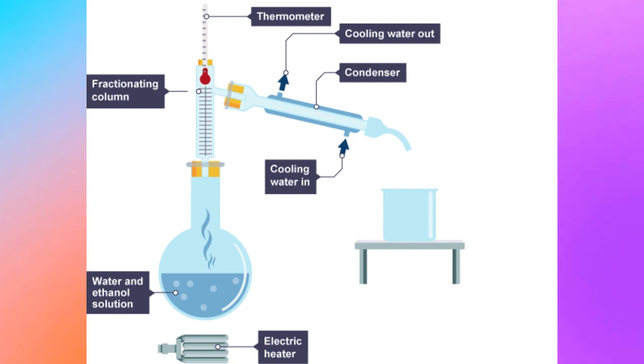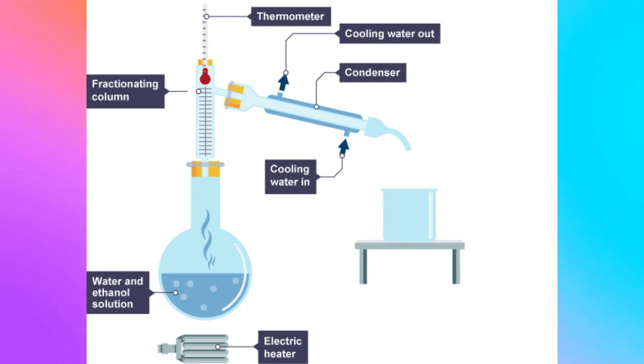So as the gases move up the fractionating column, they cool down. Each fraction condenses at a different temperature because it's got a different boiling point. And that means that because it condenses at a different temperature, each fraction is collected at a different point. In C9, we look at how each fraction contains hydrocarbons with a similar number of carbon atoms.